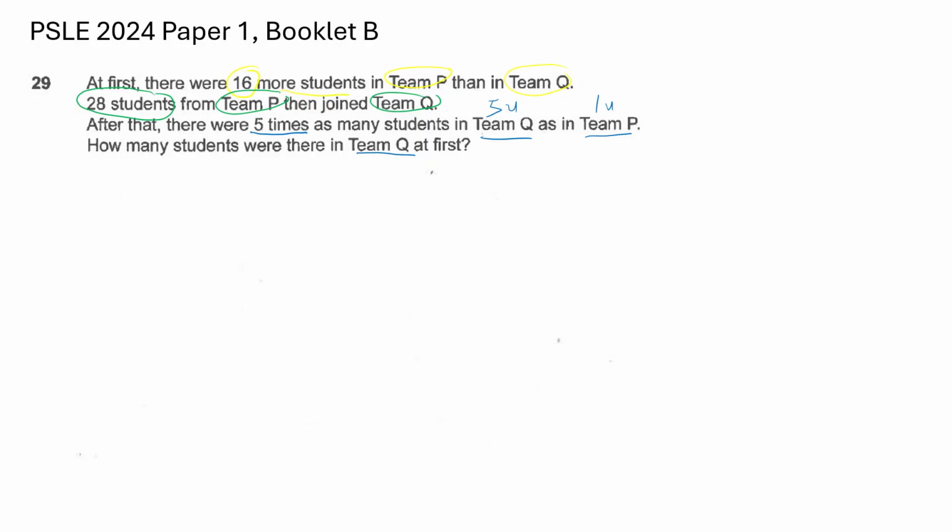Right, let's try to draw a model to solve this question. So at first we have Team P longer than Team Q. Okay, so this is Team P and this is Team Q, and there's a difference of 16. And after that, 28 students from Team P join Team Q.